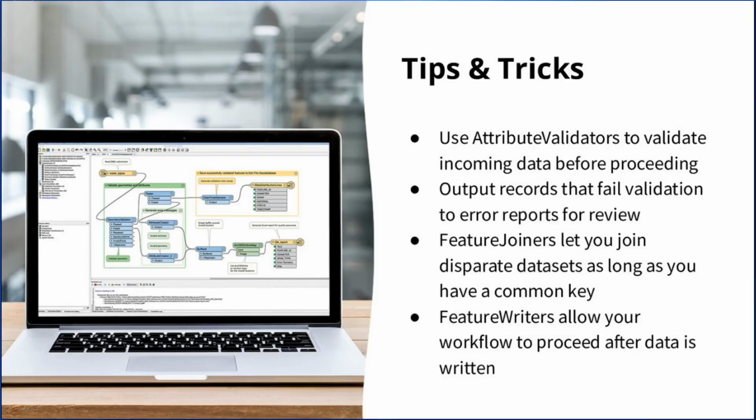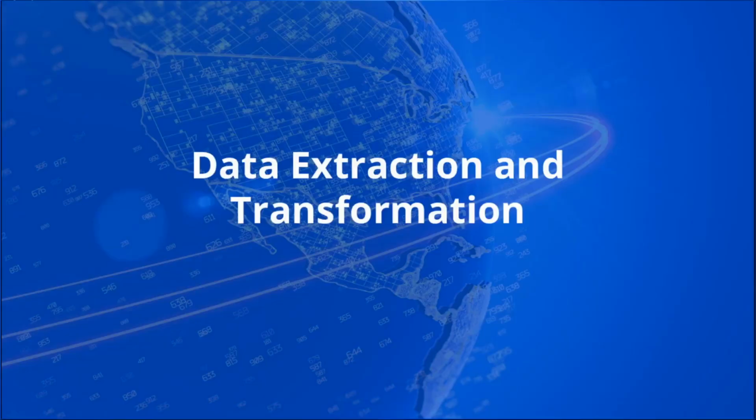To summarize some tips and tricks, you can use attribute validators to validate incoming data before proceeding. Output records that fail validation, you can put them into an error report for review. And we have other transformers like emailers if you want to send those reports out. Feature joiners let you join disparate data sets as long as you have a common key. And feature writers allow your workflow to proceed after the data has been written. And back to you, Dan.